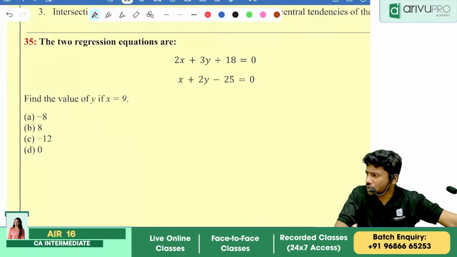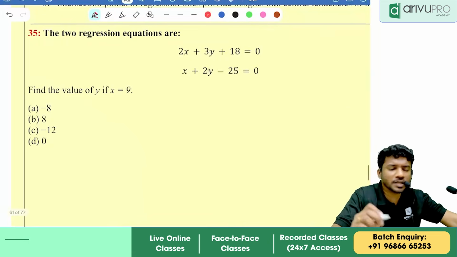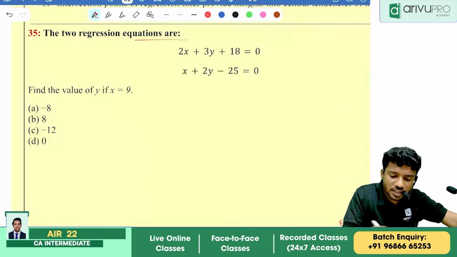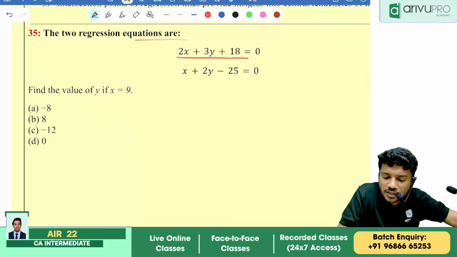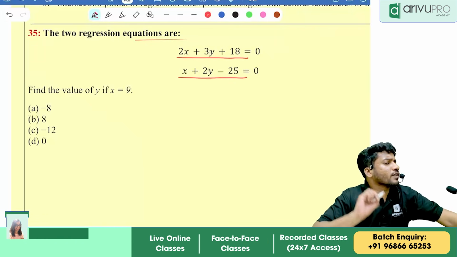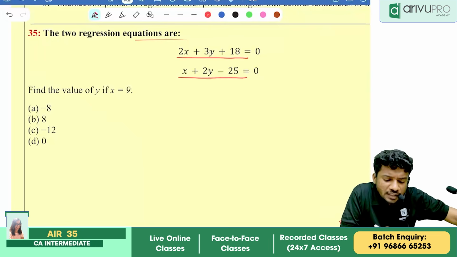We will do the same type of question with another. Look here, so that you will get to know more. The same question repeating doesn't make sense. Go to the next question. Look here. Two regression equations are 2x plus 3y plus 18 is equal to 0, x plus 2y minus 25 is equal to 0. We need to find the value of y when x is given.